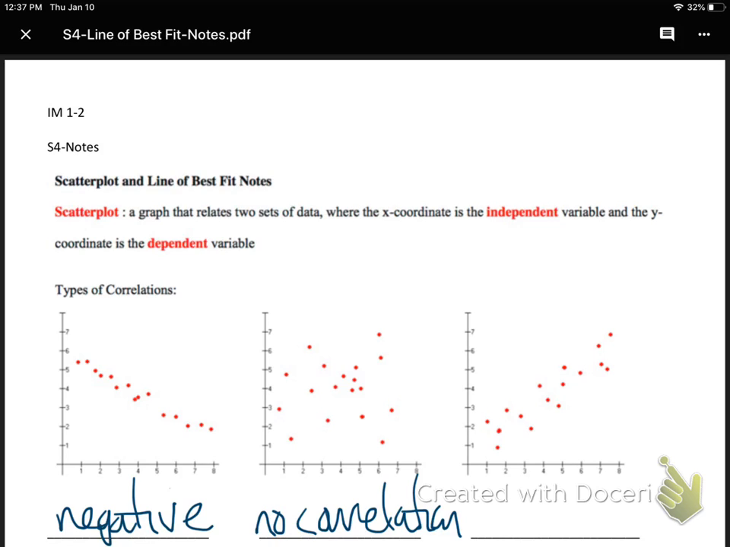And then for the last graph, they do form a moderate linear pattern. It's not as tight as the first graph, but there does appear to be a linear correlation. And this graph appears to have a line of best fit with a positive slope. So the correlation would be positive.